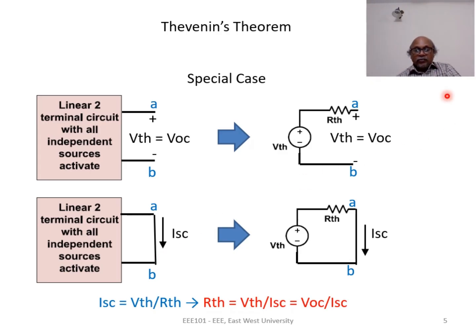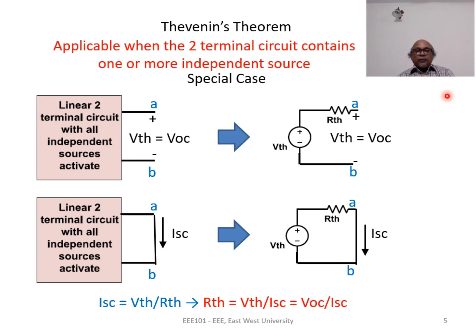Next, we want to know when can we apply special case to determine RTH. Special case is applicable when the two-terminal circuit contains one or more independent sources. That is, the two-terminal circuit must have at least one independent source. If there is no independent source in the two-terminal circuit, special case cannot be applied.